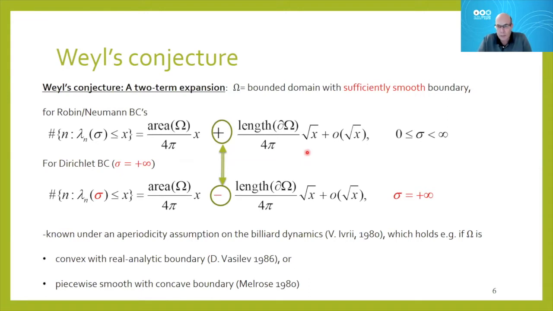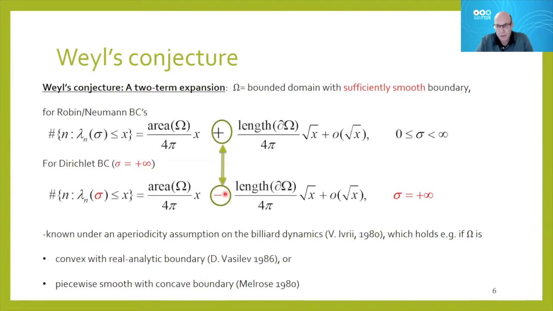Weyl's conjecture, which many people have mentioned in this seminar, says that if the boundary is sufficiently smooth, then in the case of Neumann or Robin boundary condition, there's a secondary term which comes with a plus sign. The secondary term is root x multiplied by the length, up to some normalization. And for Dirichlet boundary condition, again, there's a secondary term, but it comes with a negative sign. And this, as far as I know, is still open in generality.